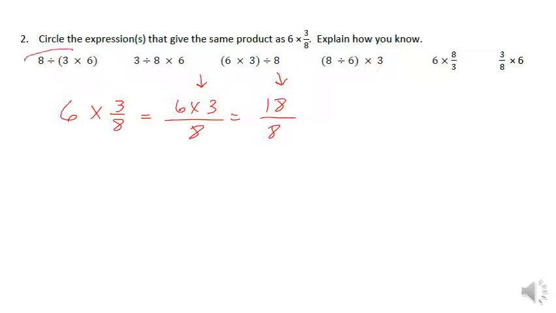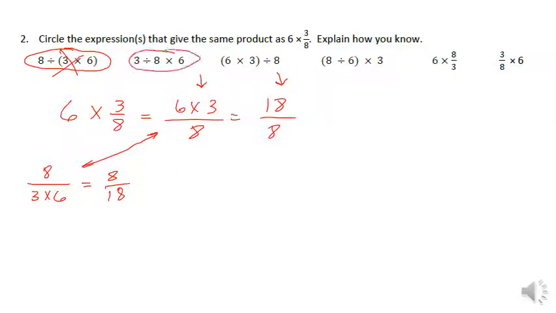If we take a look at this one here, we're going to rewrite it, and it says 8 divided by 3 × 6. I can already look at these two and see this is not going to work. But let's go ahead and fill it out. That becomes 8/18, and we can see that's the exact inverse. So this one would not equal it. Let's go to the second one. This would end up being 3 divided by 8 × 6. Once again, we can see it's not going to be equal, but if we want to be sure, we just rewrite it as 3/48. And we can see this one would not.